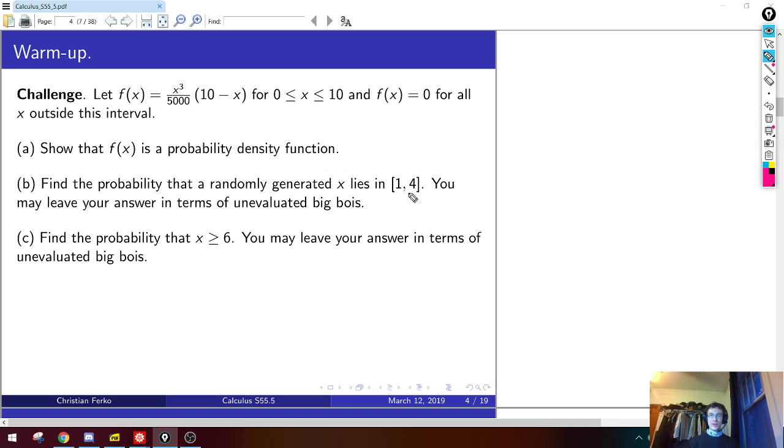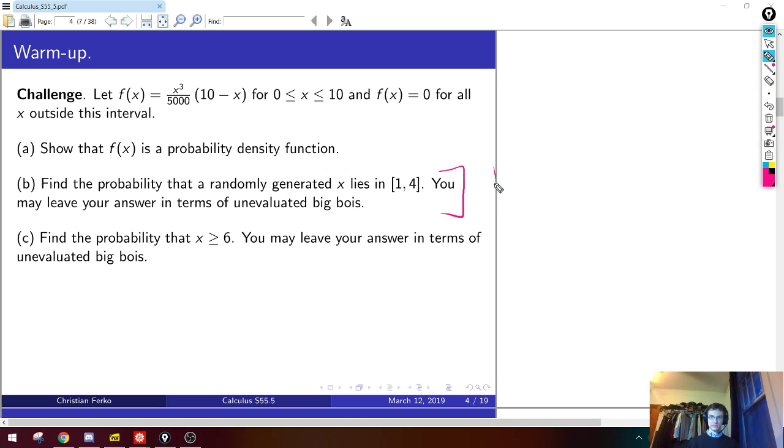As you can probably tell, the way that the question was originally written did not have these unevaluated big boys comments, but I put those in just because I don't want to do any more math, and by math I mean arithmetic. So let's ignore the evaluation of these things and just write down the integrals and do the power rule, but not plug in numbers. So if I wanted to find the probability, when I run this process, I generate some x described by this PDF. What is the probability that the output lies in the interval from 1 to 4 as an integral?